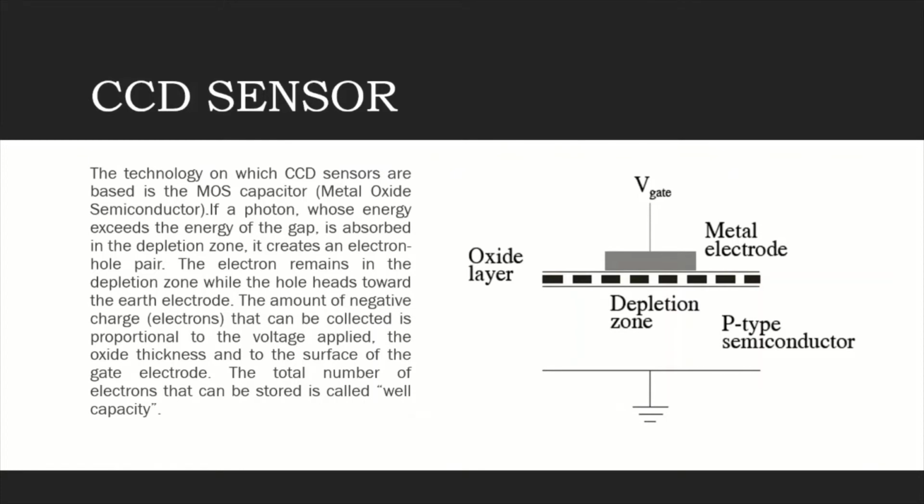The technology on which CCD sensors are based is the MOS capacitor. If a photon whose energy exceeds the energy of the gap is absorbed in the depletion zone, it creates an electron-hole pair. The electron remains in the depletion zone while the hole heads toward the earth electrode. The amount of negative charge that can be collected is proportional to the voltage applied, the oxide thickness, and the surface of the gate electrode. The total number of electrons that can be stored is called well capacity.